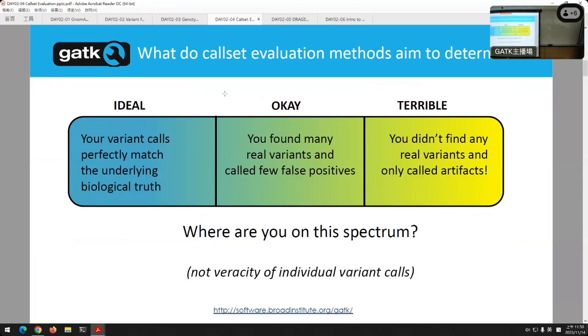The question is, how can you tell where you are? Right? There's no source of truth. That's why you're doing the sequencing, because you're trying to determine truth. How do you determine how good your call set actually is?